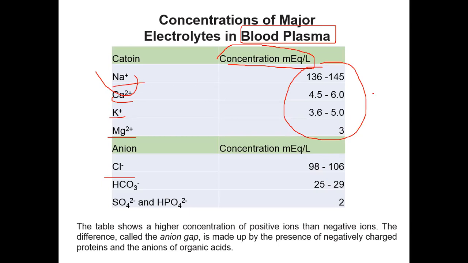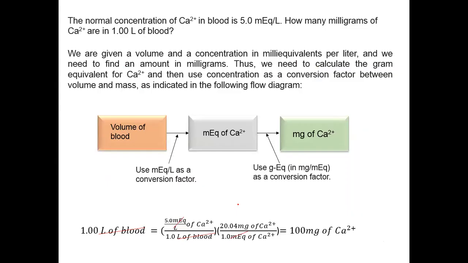So plus is cation, and it says cation. It should be anion here, it's not cation. It should be the opposite. This is anion. So why is it like that? Because the difference, called the anion gap, is made up by the presence of negatively charged proteins and the anions of organic acids. So there are some additional proteins which might have negative charge, and this balances the gap between positive and negative charges.